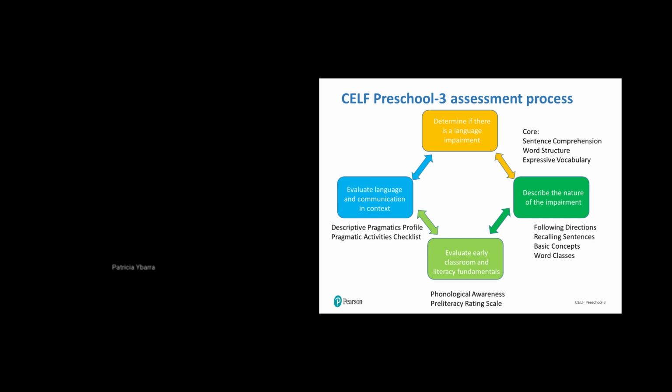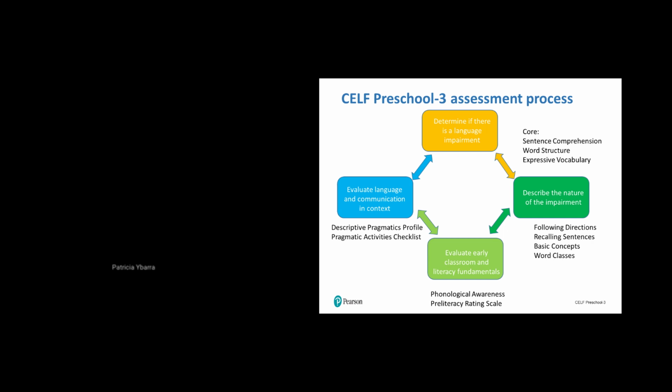If it's determined that the child does have a language impairment and more information is needed, there are other subtests, following directions, recalling sentences, basic concepts, word classes that can be administered to help describe the nature of the impairment. So what are the child's strengths? What are their needs, affected language modalities, content areas, and even conditions that enable the child to communicate most effectively.